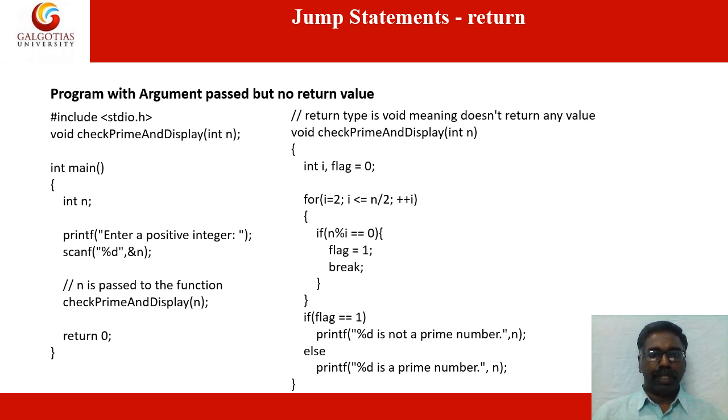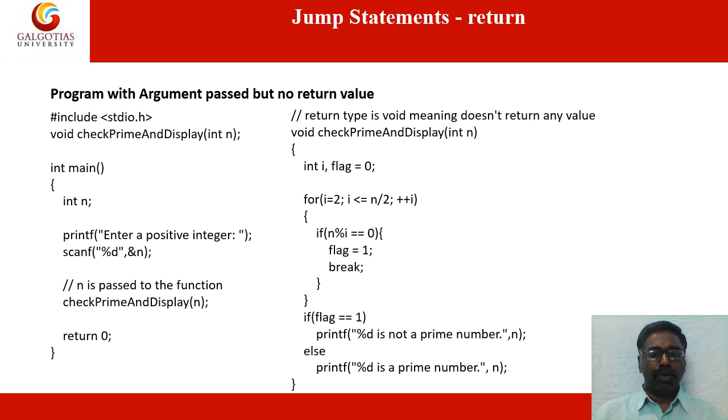The very first example given here is a program with argument passed but no return value from the function. Here the prototype of the function is given as void. What is the meaning of that void? This function is going to get some input argument, but it is not going to return back any value to us.